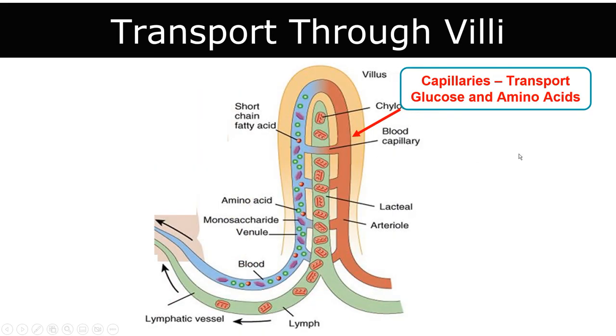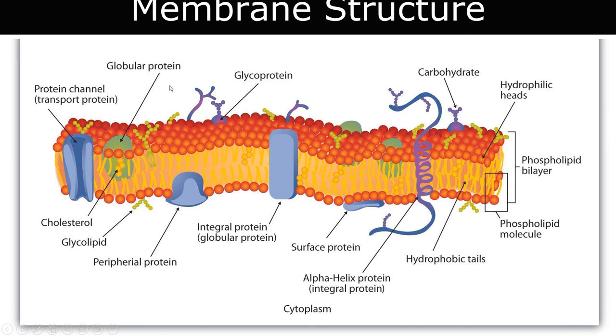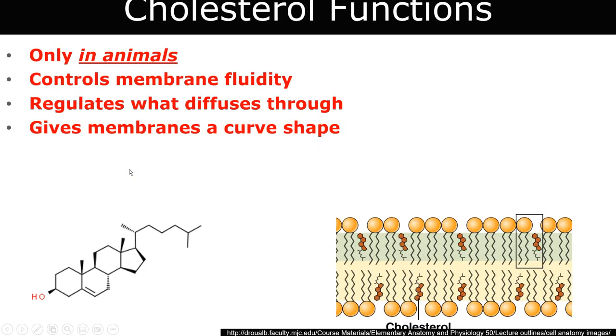And I think you store up to about 24 hours of glycogen in your liver that you can use at a time. Okay, so the capillaries transport glucose and amino acids. Now we're going to focus on the lacteal and how that transports fatty acids. So just a reminder, again, okay, we have our membrane here. Reminder that the membrane, the inside, is hydrophobic, and that we have this cholesterol molecule in here which is also hydrophobic. So, and again, reminder that it regulates what diffuses through.